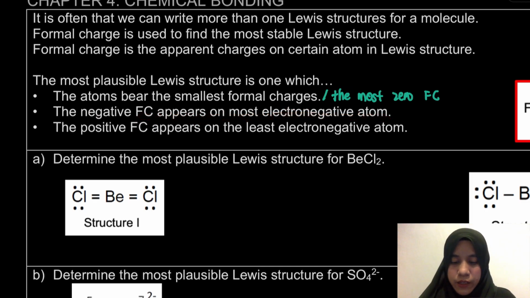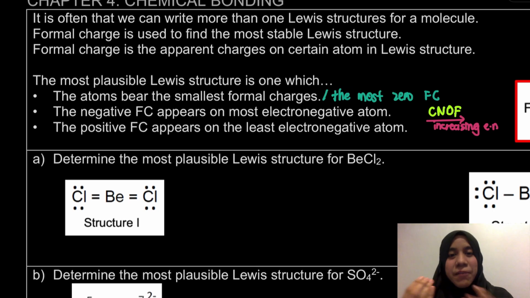Okay, jadi you have to remember, these are actually atoms in period 2: lithium, beryllium, boron, carbon, nitrogen, oxygen, fluorine. So here I'm going across period 2, and across period 2, what we have is increasing electronegativity. Okay, so electronegativity is actually the ability of the atom to attract electrons to itself.